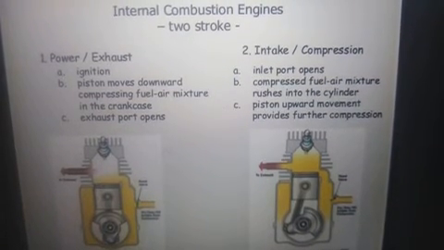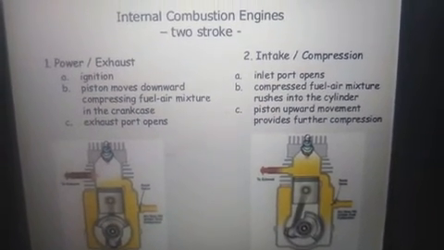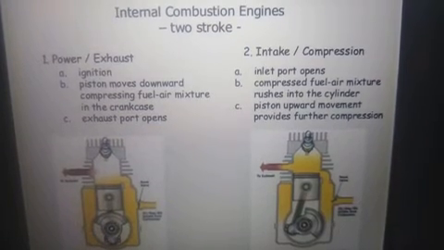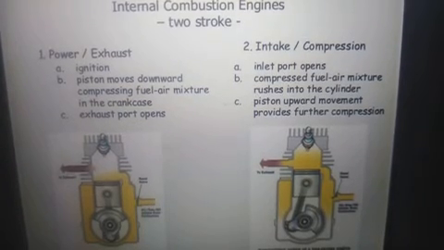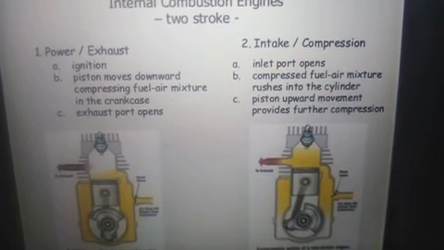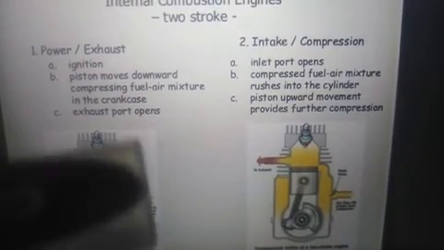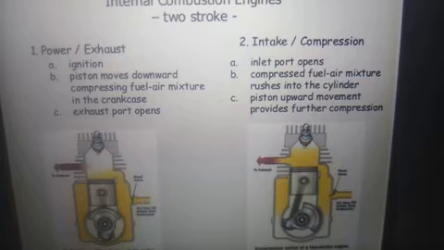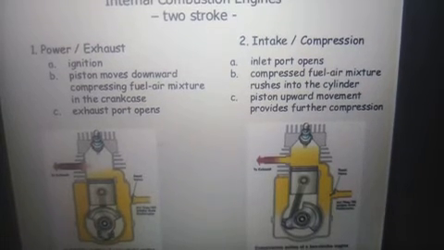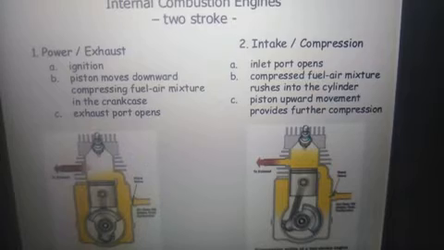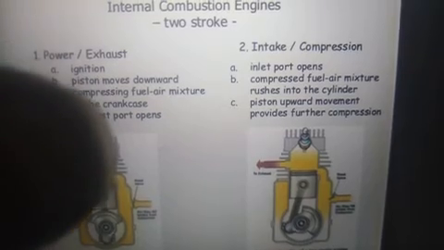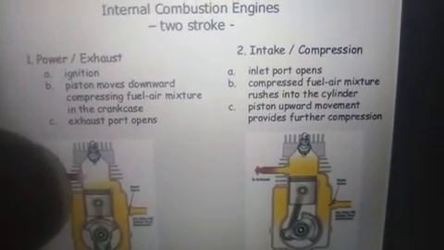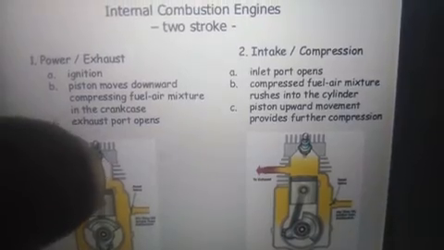Second, which is intake and compression, after completing the power and exhaust. Intake, that is inlet port opens during this intake position, okay, and the compressed air fuel mixture rushes into the cylinder. Piston upward movement, that is when piston is moving from BDC to TDC, the compressed air is gone into the cylinder, and the upward movement provides further compression of this cylinder. Okay, now this is the simple working of this two-stroke engine in IC engine.